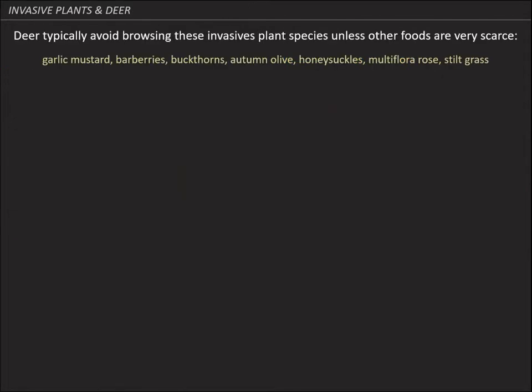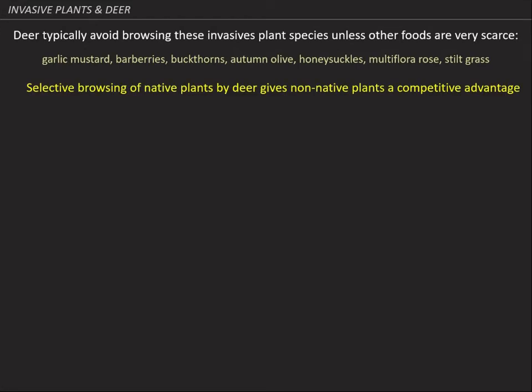Similar to cottontails, deer typically avoid browsing most invasive plants unless other foods are very scarce. Our landscape is like a salad bar for deer, and they move across the landscape, browsing the native plants they prefer and avoiding the non-native plants that taste bad to them. This selective browsing of native plants by deer, especially when large numbers of deer occur within a landscape, gives non-native plants a competitive advantage and is a significant factor that contributes to some plants becoming especially invasive.